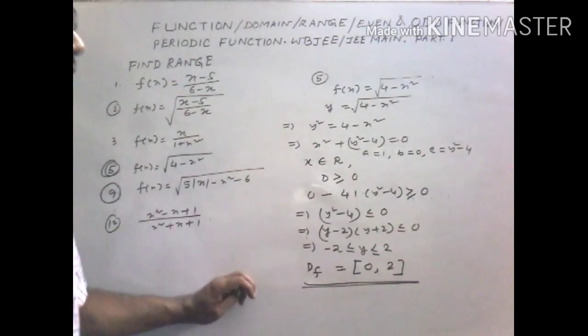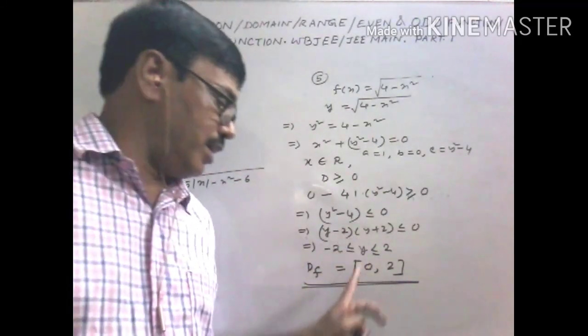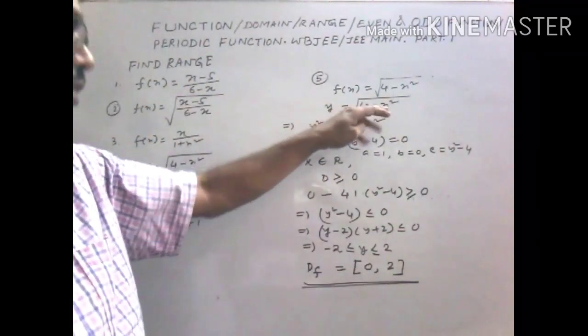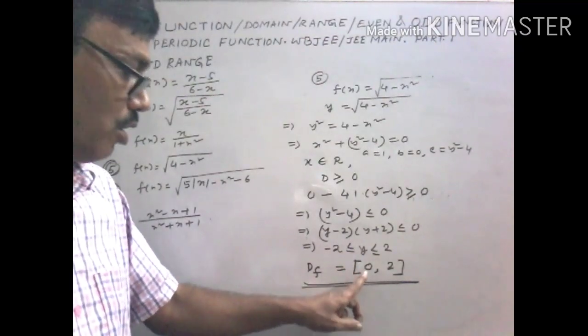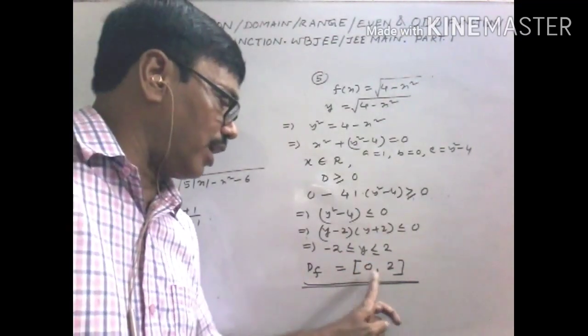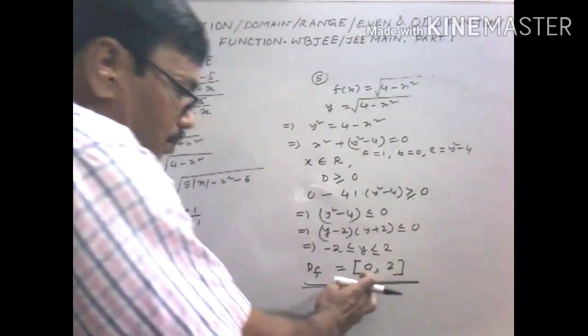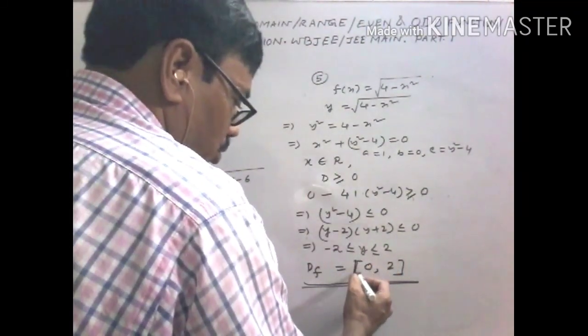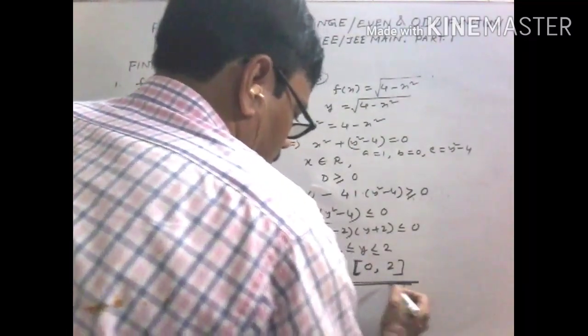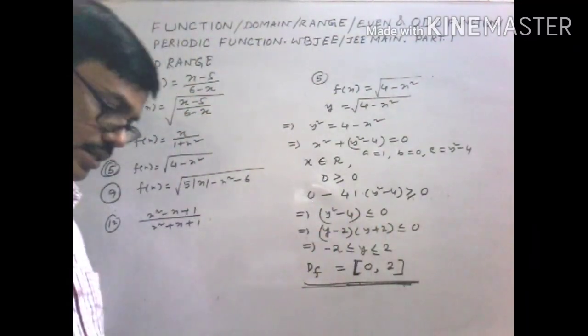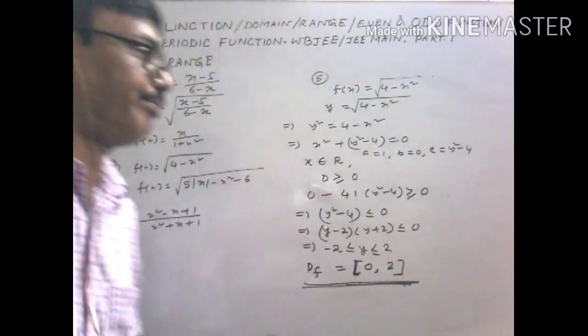So look, when it is of the form 1 by root over, then you have to see whether endpoints create any problems or not. Here, if we put 0 and 2, it creates no problem. So endpoints are included.